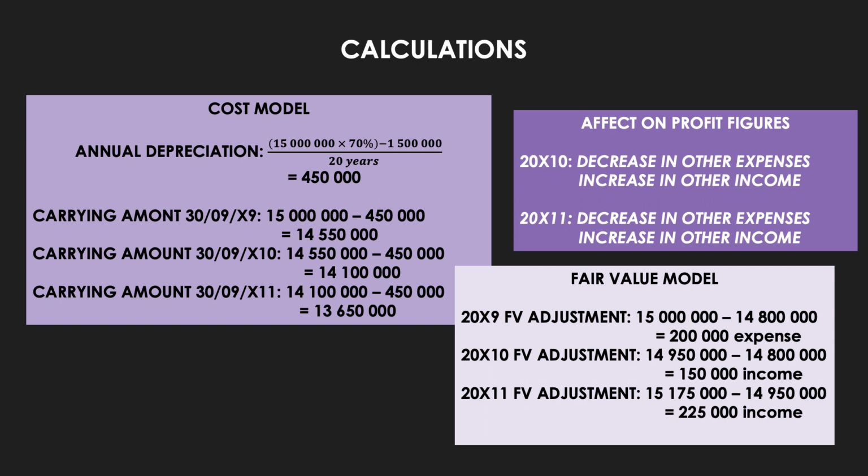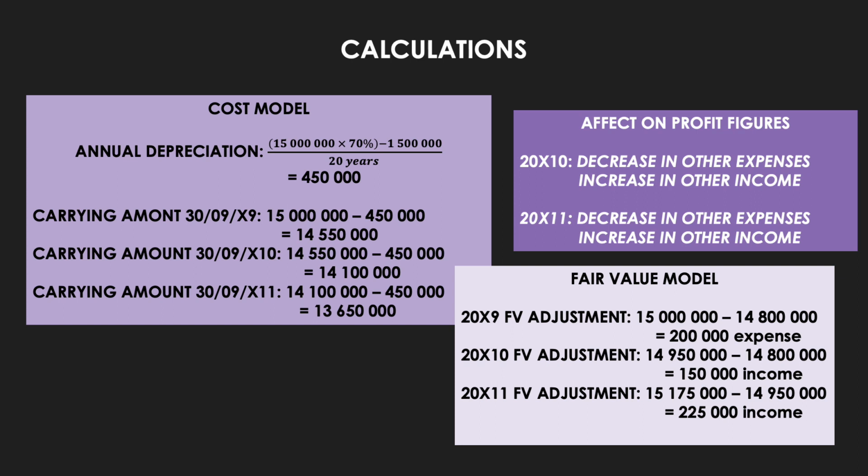But is this an upward or downward fair value adjustment? The fair value was 14,800,000. The fair value is now 14,950,000. Therefore, the fair value has increased, so we recognize the difference as an income.